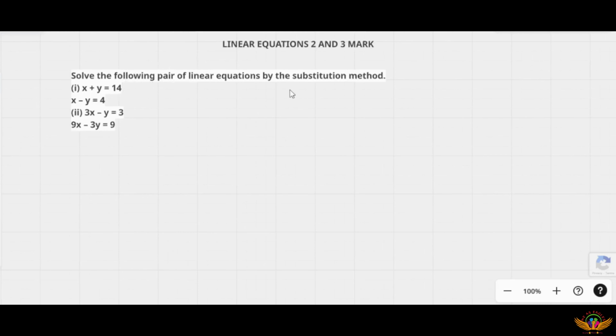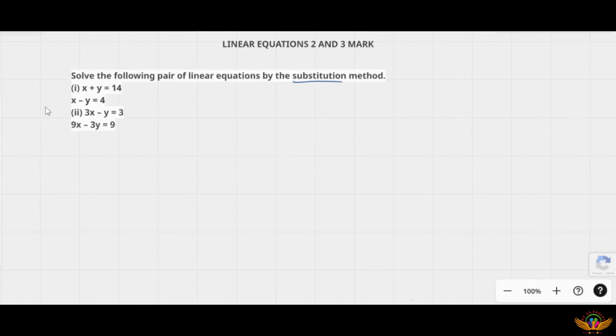Let us move to the next question. Here we are going to solve this pair of linear equations by substitution method. What is the substitution method? We derive the y value from the first equation and substitute this y value in the second equation. Otherwise, you can take the y value from the second equation and substitute it in the first equation. Let us solve the first one. The equations are x plus y equal to 14 and x minus y equal to 4.